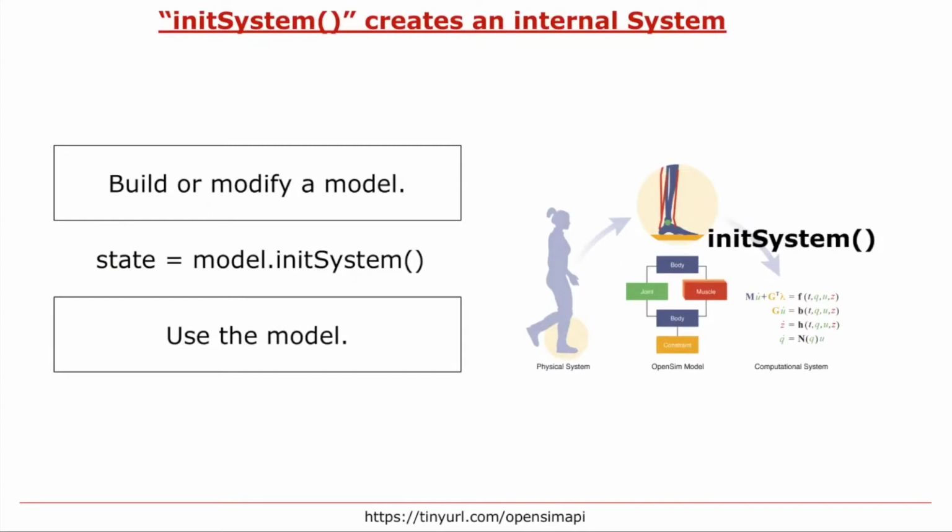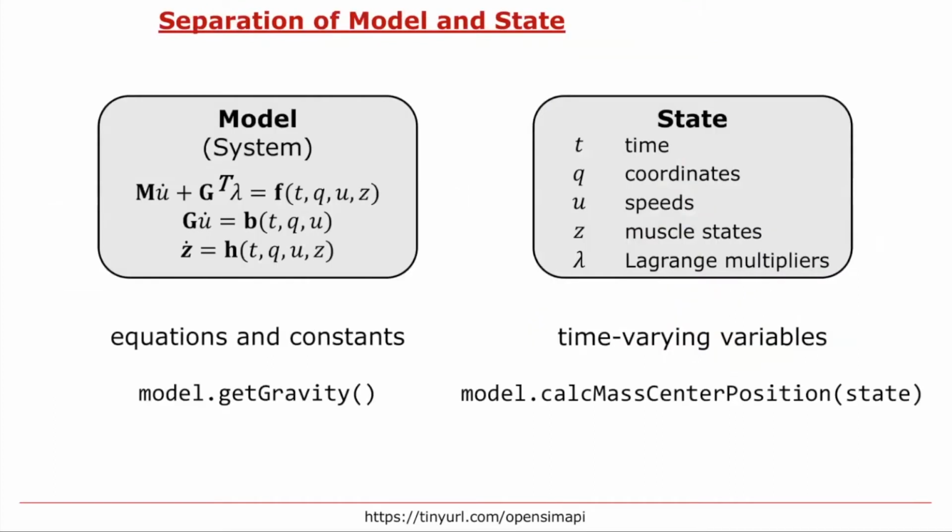What is this state object? The two most important classes in OpenSim are the model and the state. The model represents the equations themselves and any constant quantities like the mass of a body or the optimal fiber length of a muscle. The state represents everything that is time varying. Functions that return quantities that depend on time will require that you provide a state. For example, getting the mass center position of the model requires passing in a state object. The state object is conceptually a lot simpler than the model. It's just a vector of numbers. This separation between model and state is essential to reducing bugs in OpenSim and designing an intuitive interface.